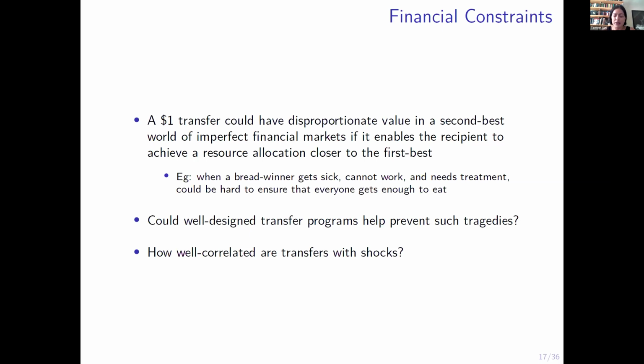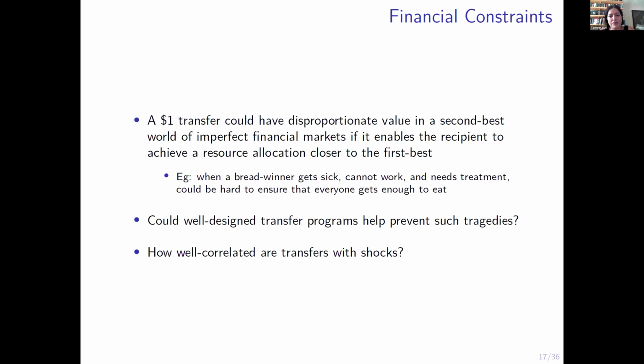So, an example we give is when someone gets sick and that person is earning income and they can't work and they need treatment, it's going to have this compounding effect on their kids and their family. And could well-designed transfer programs help prevent that? If I could design a transfer program that gets the person the treatment, gets them well, and gets them back to work, it could have more impact than just that $1.